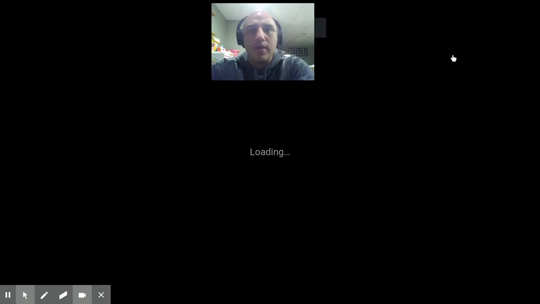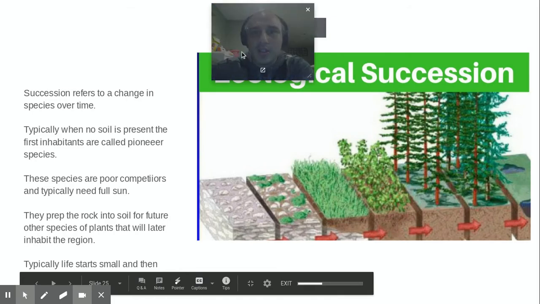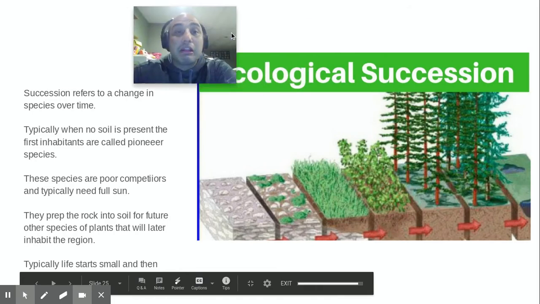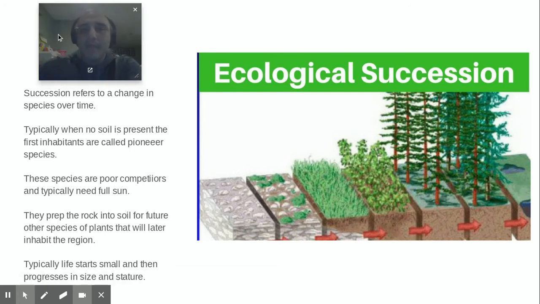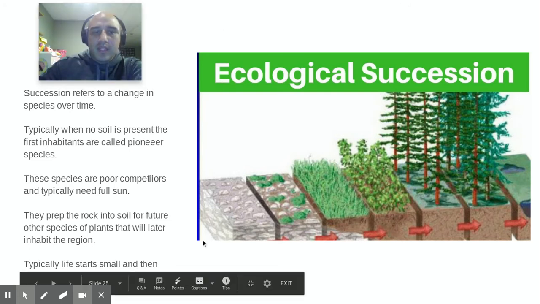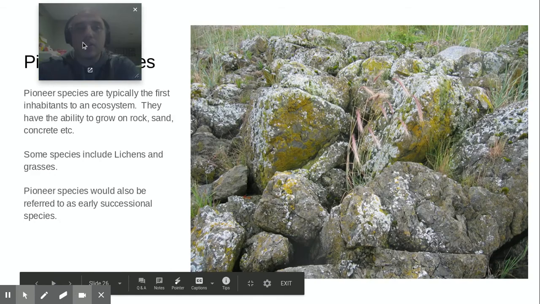So we left off with ecological succession, which is a change in land over time. That's how I like to explain it. And here's a beautiful picture showing just that. Let's go into a little bit more detail.